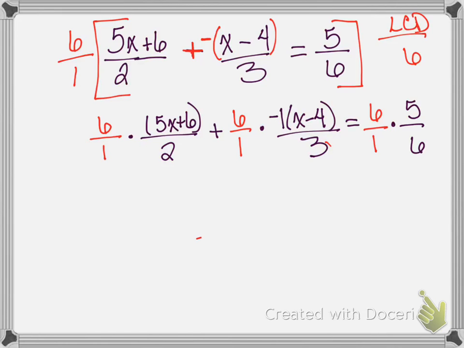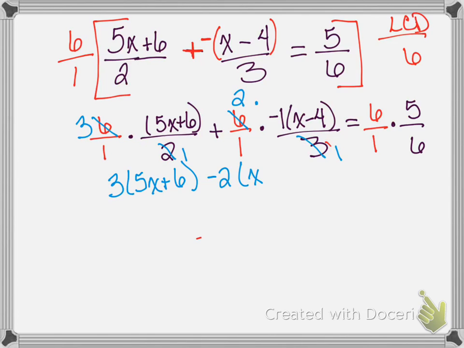Okay, now I'm going to cross cancel and then I'm going to let you go again. Okay, 2 goes into 2 one time. 2 goes into 6 3 times. So I have 3 times 5x plus 6. 3 goes into 3 one time. 3 goes into 6 2 times. What's 2 times negative 1? Negative 2. That's the tricky thing for students, is dealing with that negative sign. Okay? These 6's cancel, and I'm left with 5. Now you guys know how to solve that. So take a minute or two and solve that.